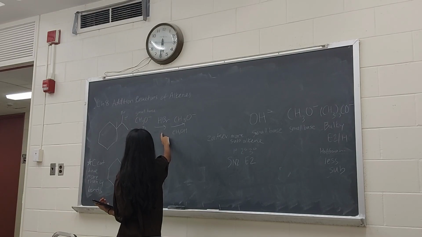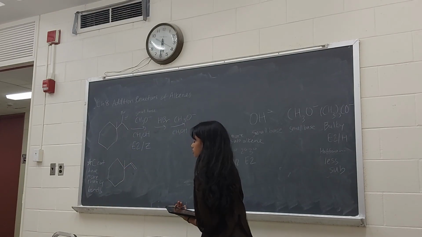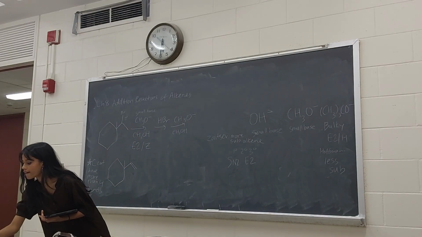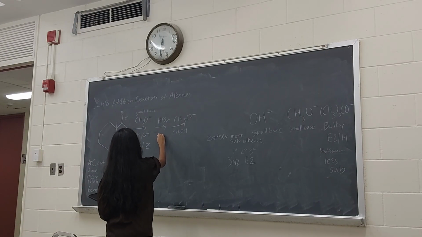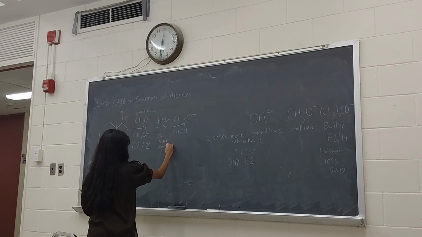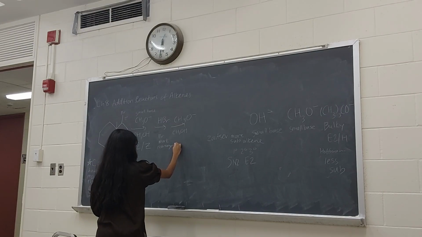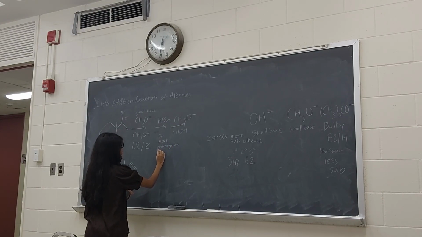HBr, Markovnikov, rearrangement possible. So it's going to add Br, Markovnikov, and rearrangement is possible. Where would you add this? Markovnikov indicates the more substituted side of the alkene, right?